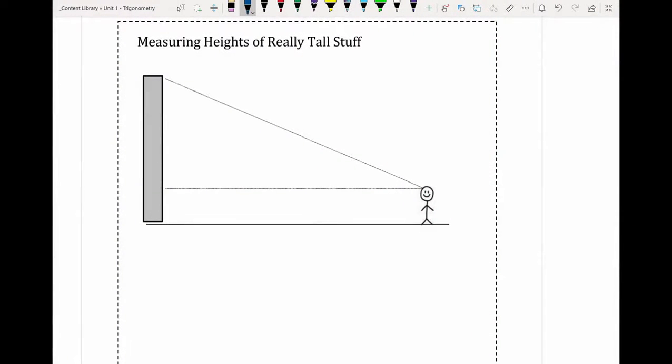In today's note, we're going to be combining the last two lessons into a real-world application. In the last two lessons, we looked at finding the measure of angles and finding the length of a side using right angle trig. We're going to combine that to find the height of really tall things. And this goes back to what we looked at on the first day of that very large tree.